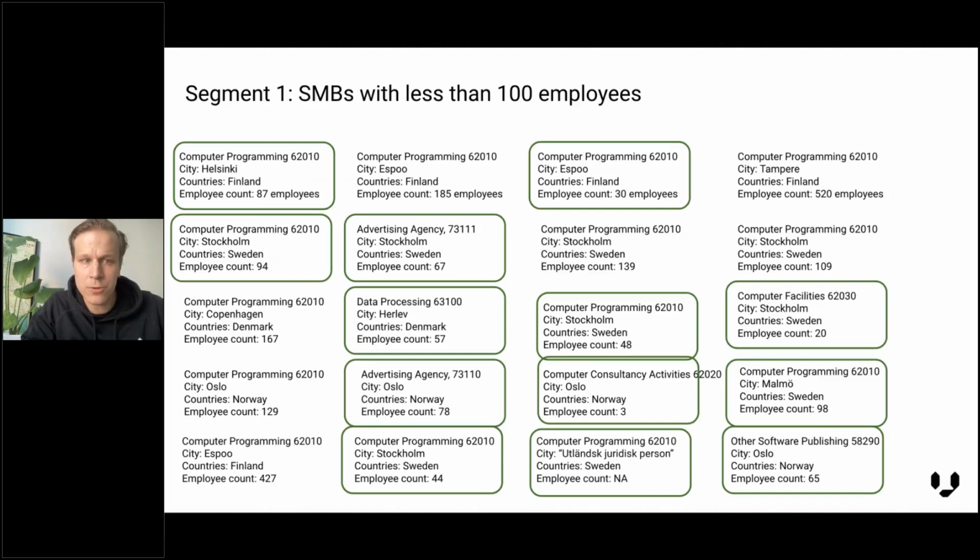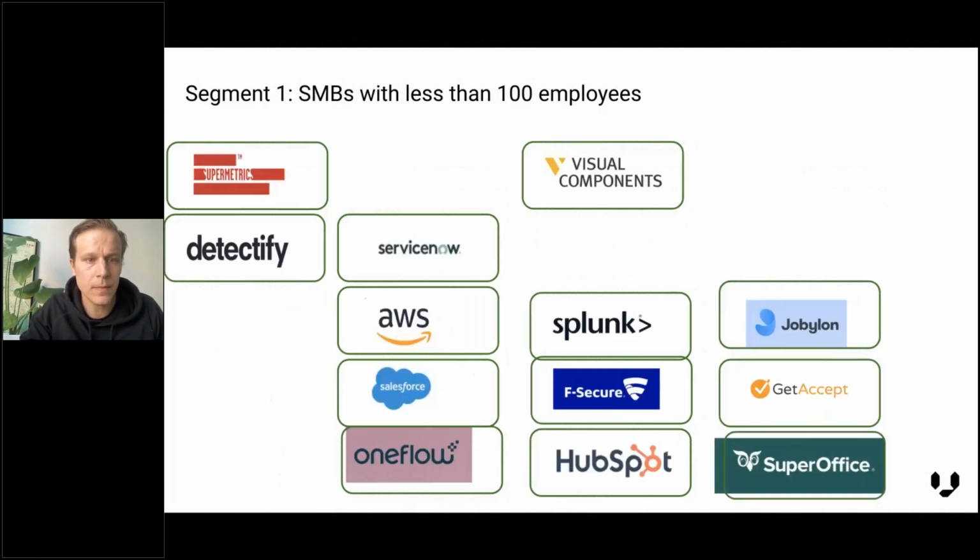So this one was the first one you saw. SMBs with less than 100 employees. I've basically just picked the ones where employee count is less than 100. And next I'm revealing the companies, and most likely you'll at least recognize some of them. So these were the companies we picked: Supermetrics, Detectify, ServiceNow, Amazon, Salesforce, HubSpot.